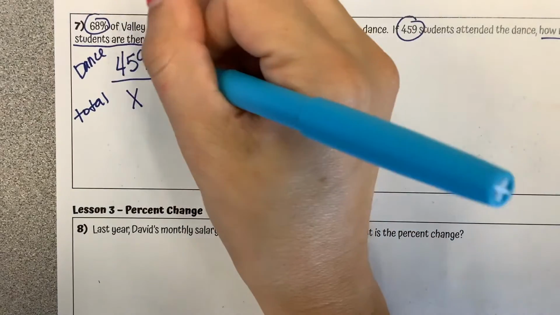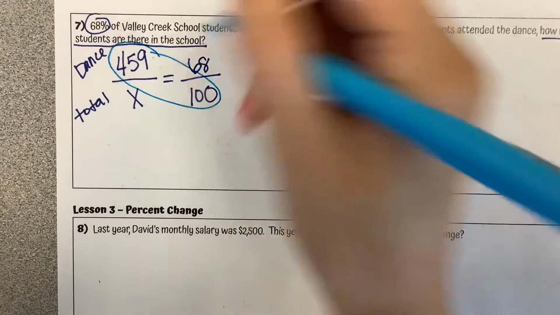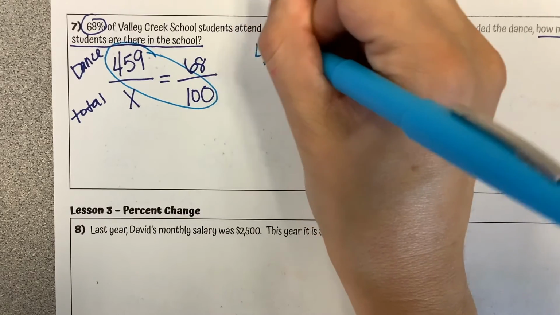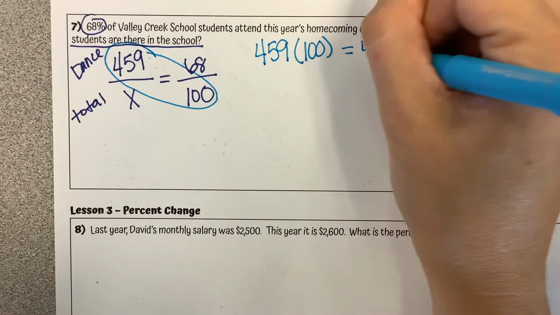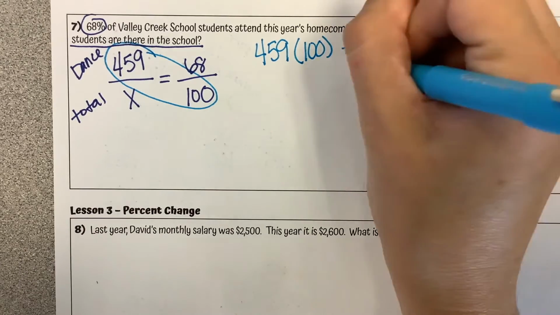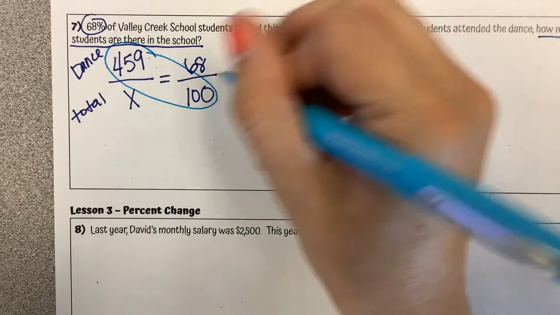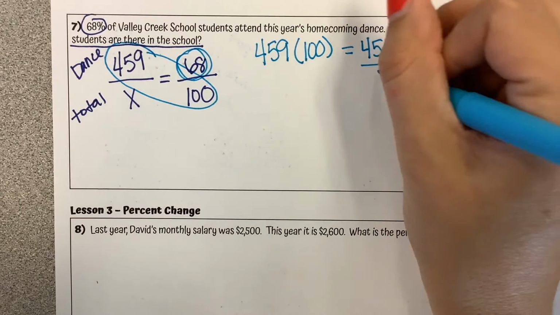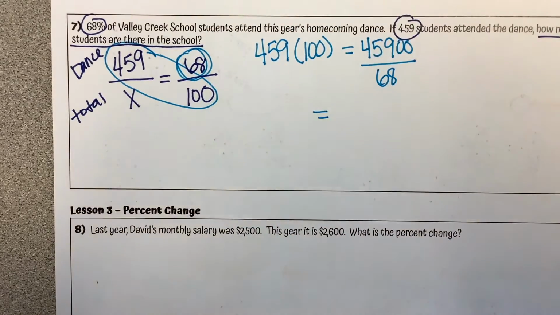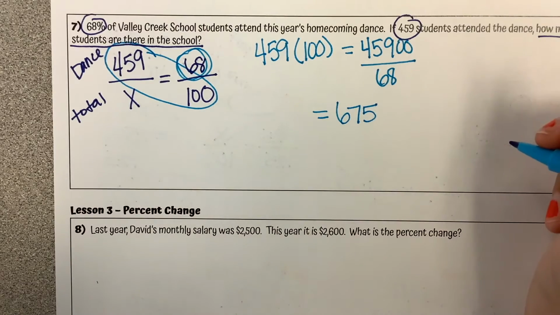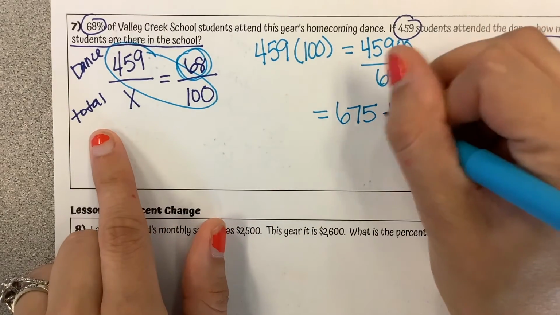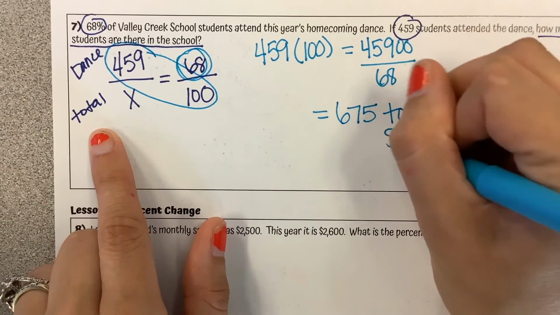So we are going to multiply the numbers in the same diagonal. So 459 times 100 is equal to 45,900. We're going to divide by the number that's in the same diagonal as the variable. And we get 675. What were we solving for? We were solving for the total students.